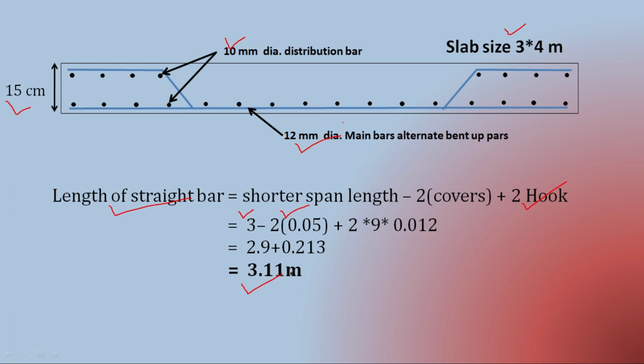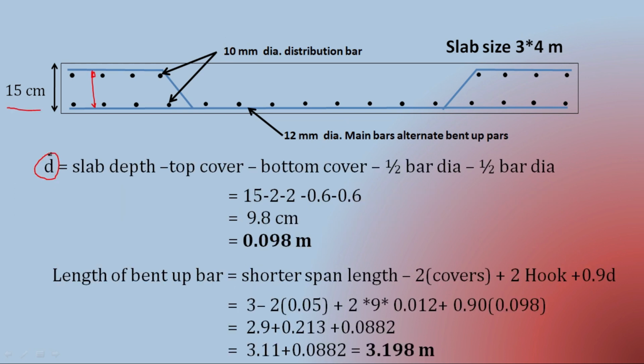Now it is but obvious that the length of the bent-up bar is going to be more than the length of the straight bar. You can use this as a cross check. Whenever you are calculating an example, if you find that the length of the bent-up bar is less than the straight bar, there are definitely a few mistakes in your calculation.